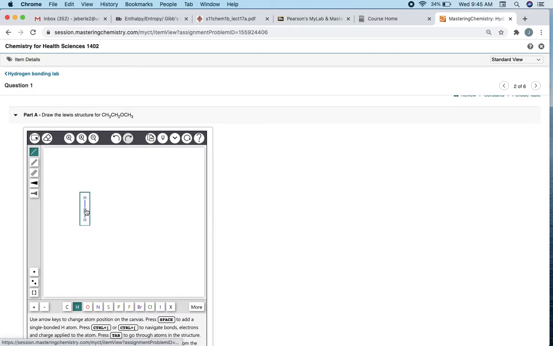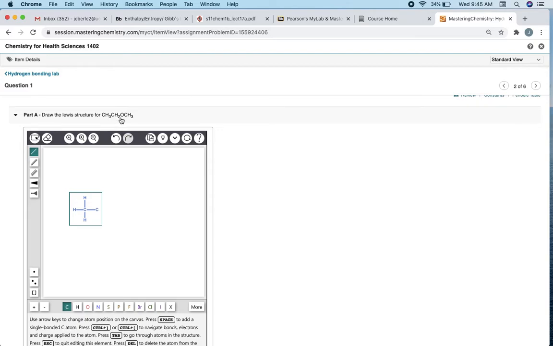We want 3, so click down again, drag over to the left and release. Now we have a CH3 group. So let's continue with the molecule. We're going to add another carbon right here. So I'm going to go back over to carbon. I want this carbon to be single bonded to my first carbon, so I click on the first carbon, hold down, drag over, and release. Now I've got a single bond to a carbon.